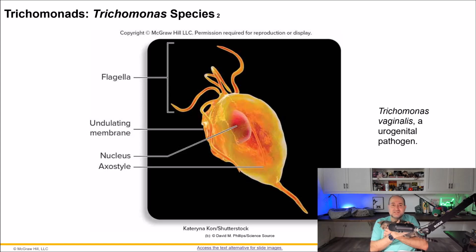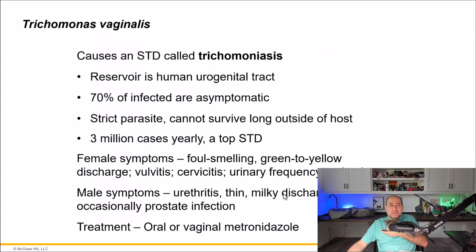Here we can see a nice image of Trichomonas vaginalis. This is a urogenital pathogen. Here you can see the 4 anterior flagella, as well as that undulating membrane. There's a nucleus and the axostyle. And again, remember, this Trichomonas vaginalis infects the urogenital tract. It causes an STD, or sexually transmitted disease, called Trichomoniasis.